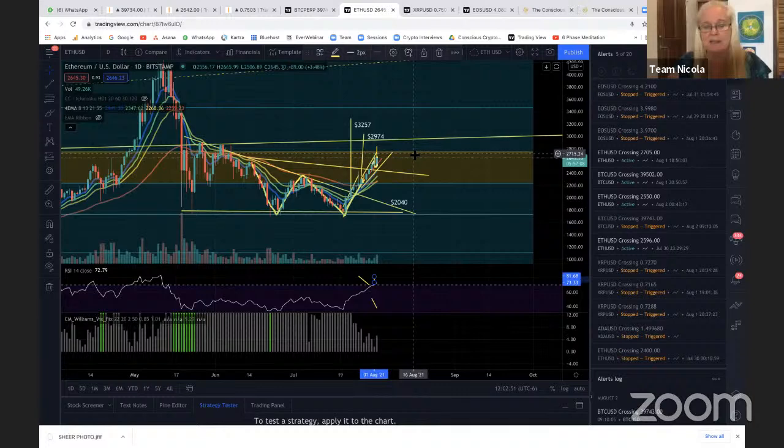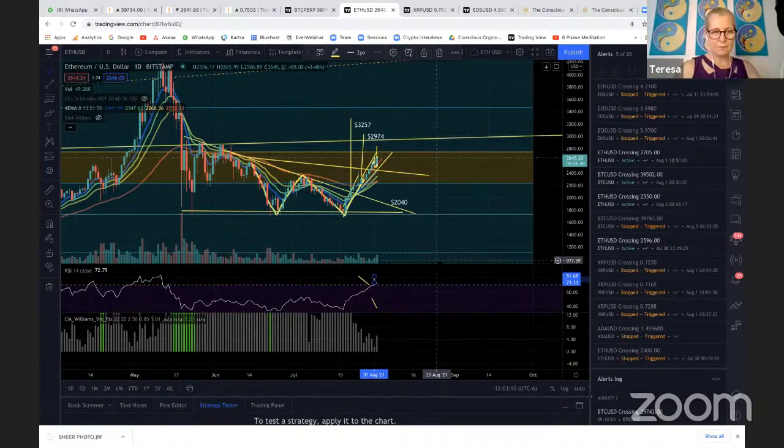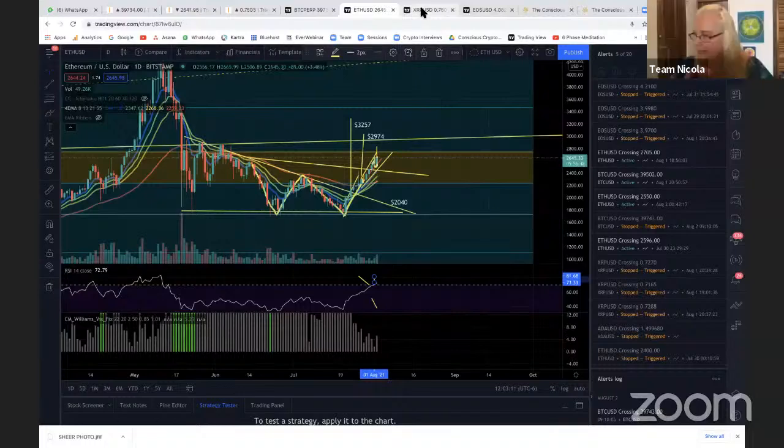And the first significant resistance line is this golden ratio, 27.34. We break that, we're going to 29.74. We break that, we're going to 32.57. And on the way, some more patterns might show up to indicate that we could be going all the way up as well. So let's just finish off with XRP.